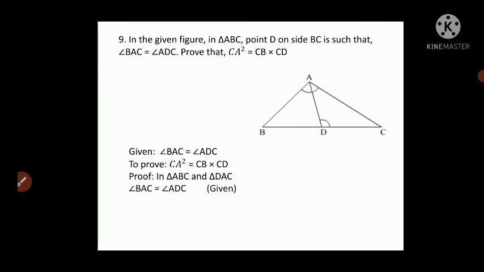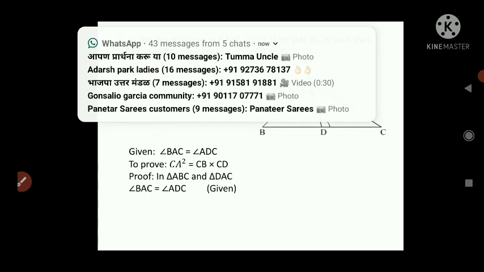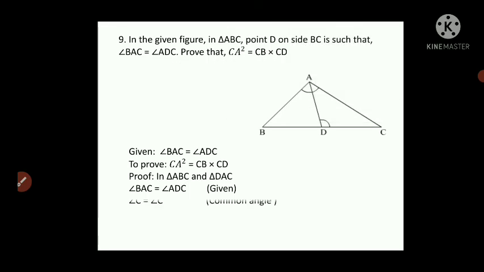One angle is given, that is angle A is equal to angle D, and you can see there is a common angle, so angle C is equal to angle C. So by the angle test of similarity, we can say that both triangles are similar. Now as we proved both triangles are similar, we get corresponding sides in proportion. So BC upon AC will be equal to AC upon DC.